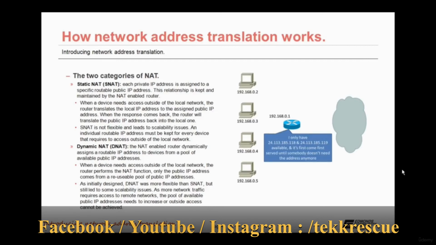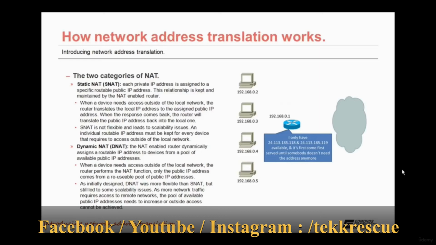With dynamic NAT, the NAT-enabled router dynamically assigns a routable IP address to devices from a pool of available IP addresses. When a device needs access outside of the local network, the router performs the NAT function. Only the public IP address comes from a reusable pool of public IP addresses. That private IP address is assigned the public IP address from the pool, and once outside access is stopped, the routable IP address goes back into the pool to be reused.